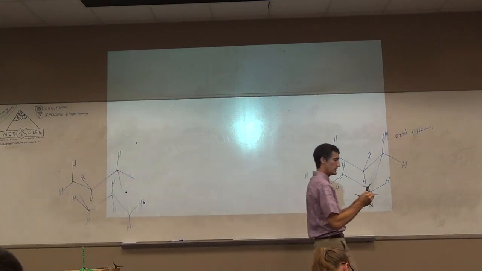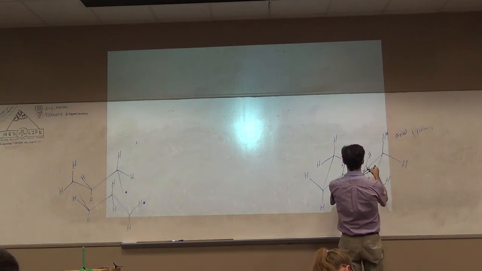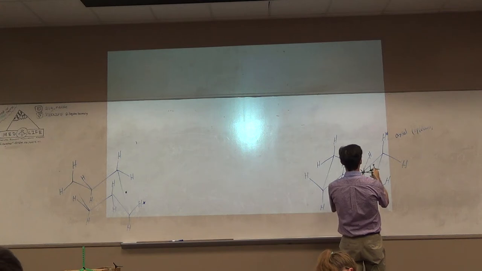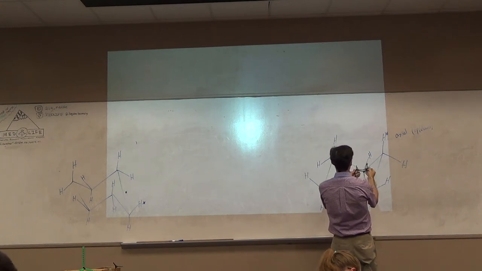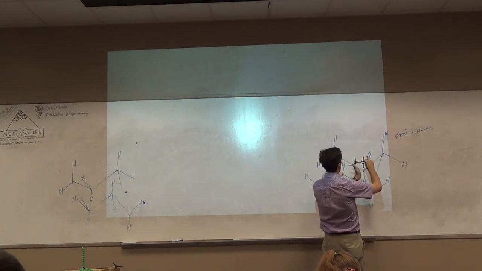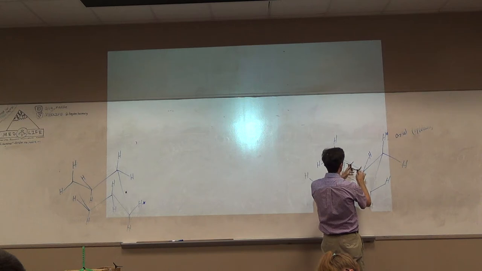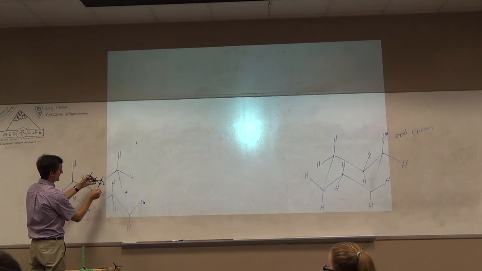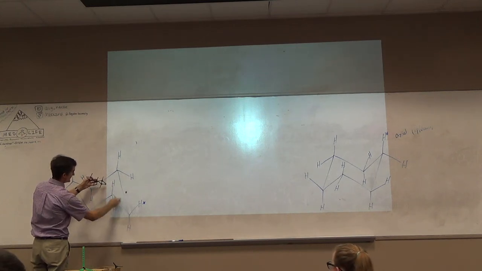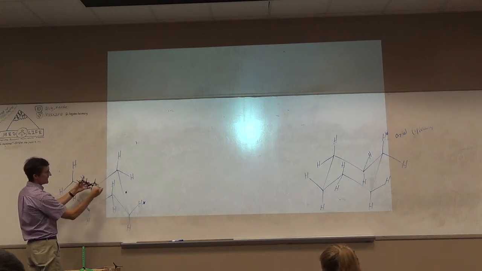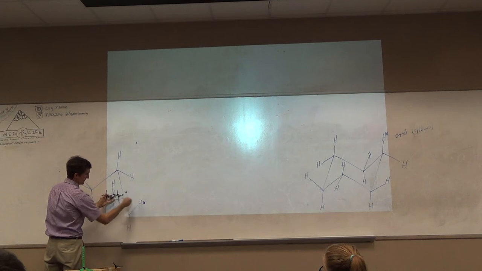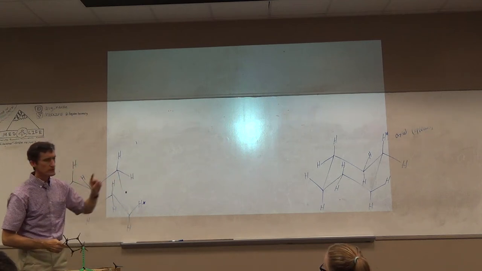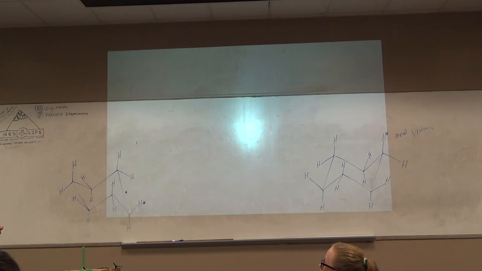We can put a green group here. That's that. Let's pull this end down and this end up. And now this should be this. And now this is the point that's coming down. It's not coming quite so much down in my model. But now that H is equatorial. Take home here is whenever you do a ring flip, axials become equatorial, and equatorials go to axial.